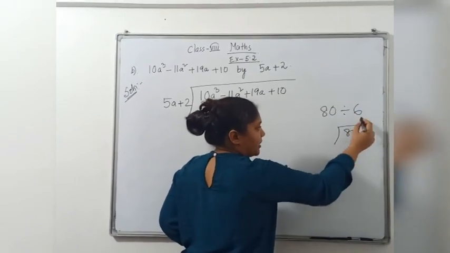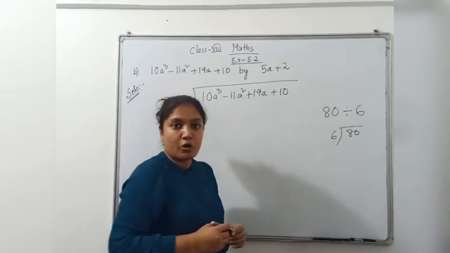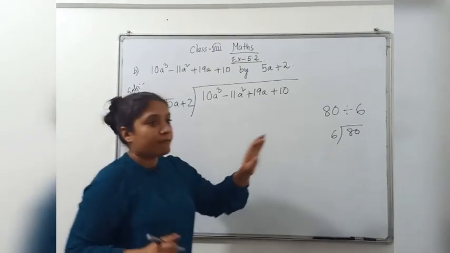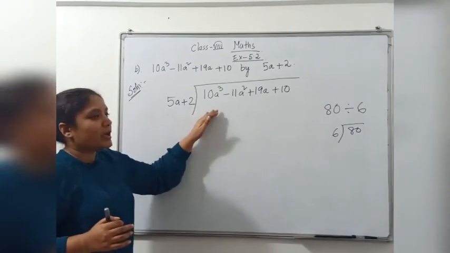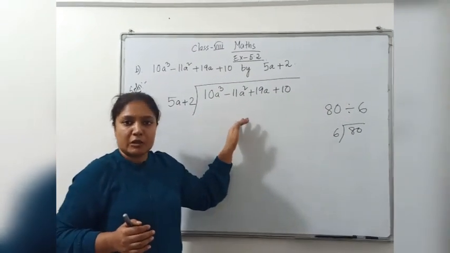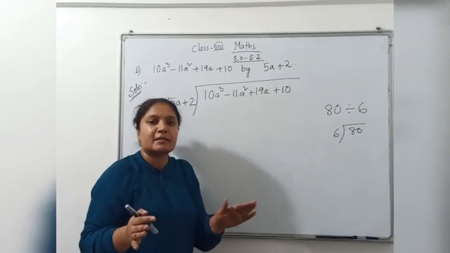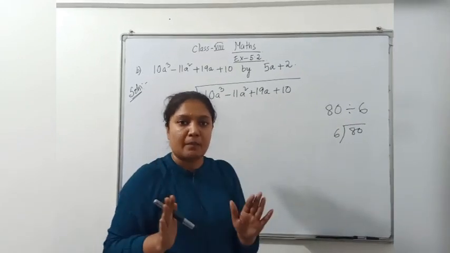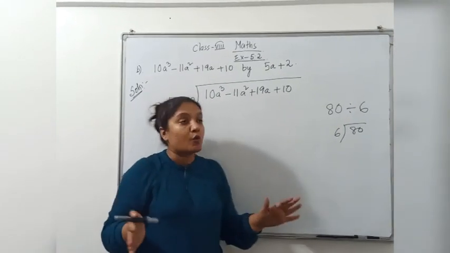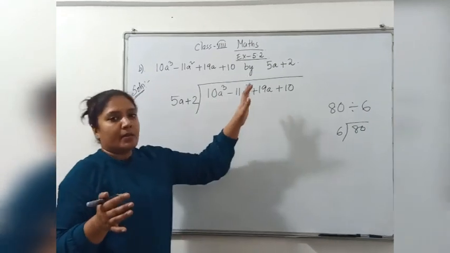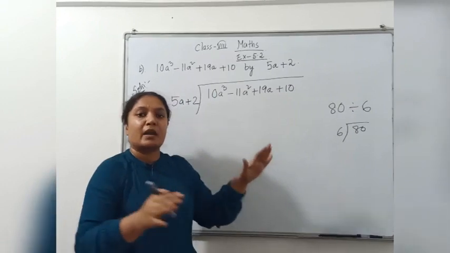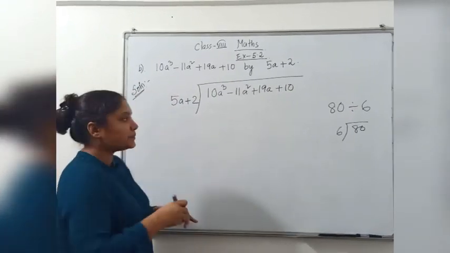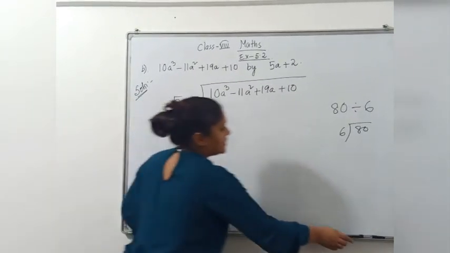Just see again, when we write these numbers like this, we write 80 here, 6 here, right? Don't get confused. There, these are only numerical values. Here, along with numerical values, you are getting variables also. This is the only difference. Everything else is going to be the same. So don't get confused thinking there are variables, I cannot do it. Don't think that way. First of all, think it is very easy.